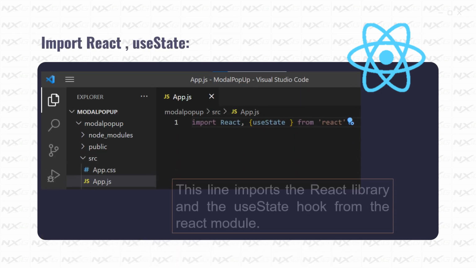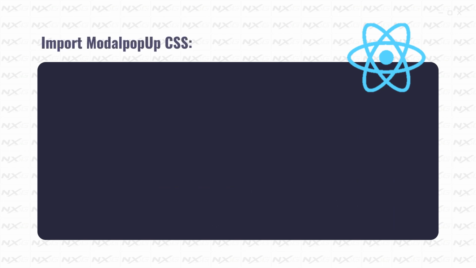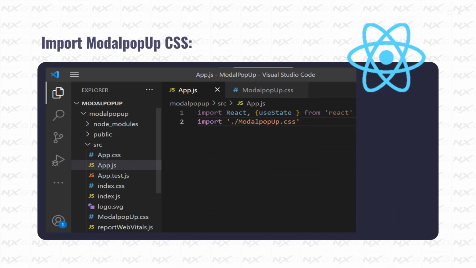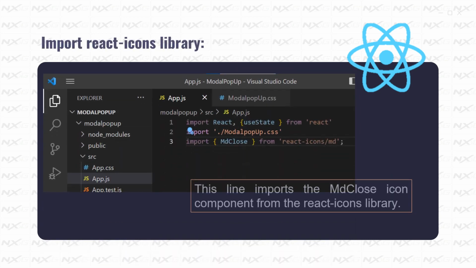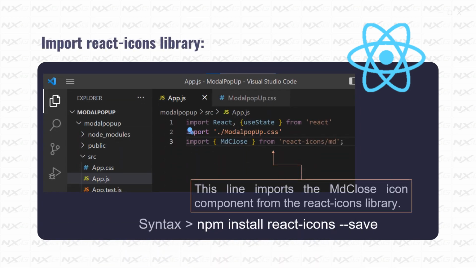Let's get started by looking at the code. Here, we import React and the useState hook, which we'll be using to manage the state of our modal pop-up. We also import the CSS file and the MdClose icon from the React icons library. To do this, open the command prompt and type in the following command: npm install react-icons --save. Here, MdClose is the name of our icon which we use.